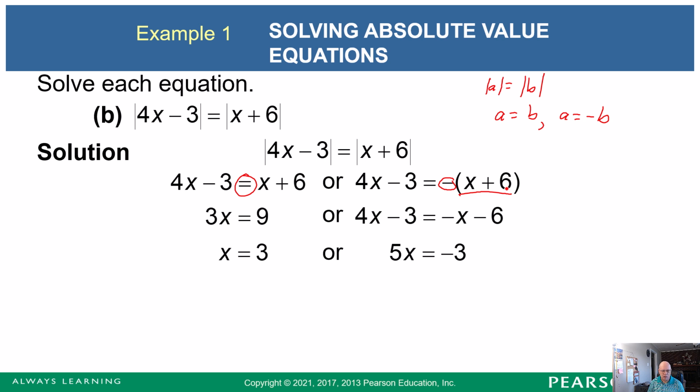And you got x equals 3 and x equals negative 3/5. And double check. See what happens. Now you'll have to do this in two parts. You'll have to take this part right here, put the 3 in for the x, see what you get. Then take this one, put 3 in here, and see if you get the same answer you did on the first one.